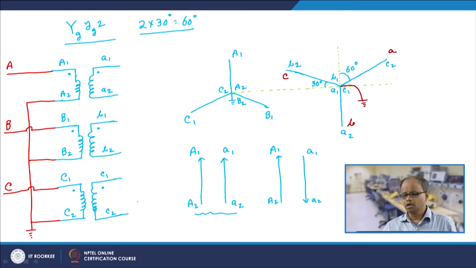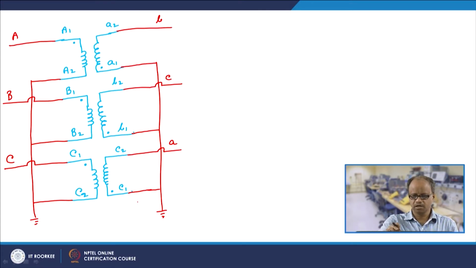So from this vector diagram we have got this connection. So this connection is made. Now this point potential would be, this would be V capital A, this would be V capital B, and this would be V capital C.